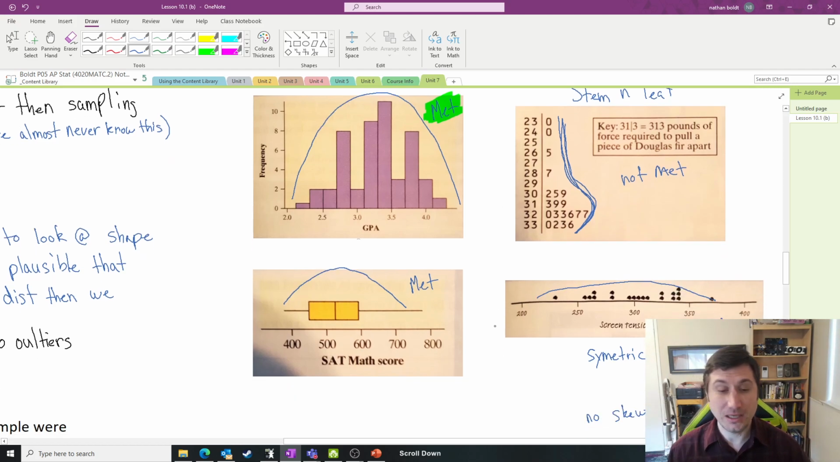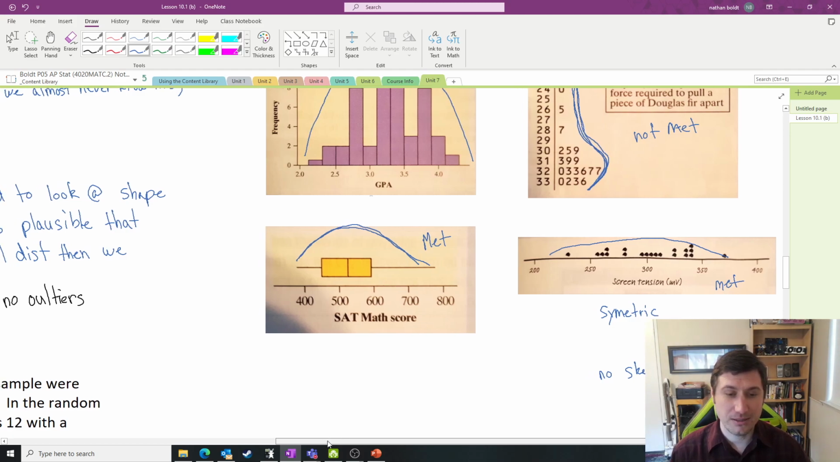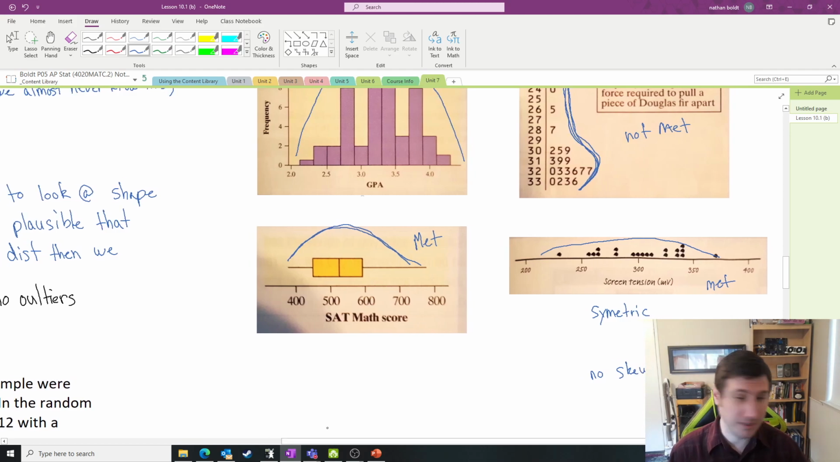It could be from a box plot. Now, this one actually has a very slight skew to it. It is kind of stretched to the right a little bit. But it's not a heavy skew. That could still have come from a normal model. We just happen to get a few big ones. It has to be obvious. We're not splitting hairs here. This is fine. Met.